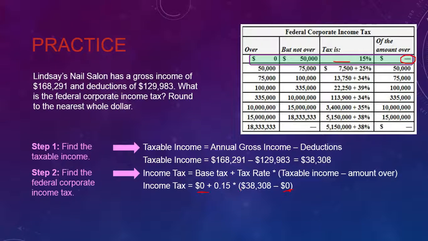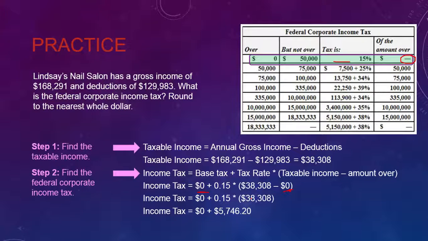Alright, now do the same thing as before. Subtract the inside. Because it's 0, we're not really doing anything. Multiply that by 0.15. That gives us $5,746.20. And that should be it. Again, round to the nearest whole dollar. So that stays at $5,746.